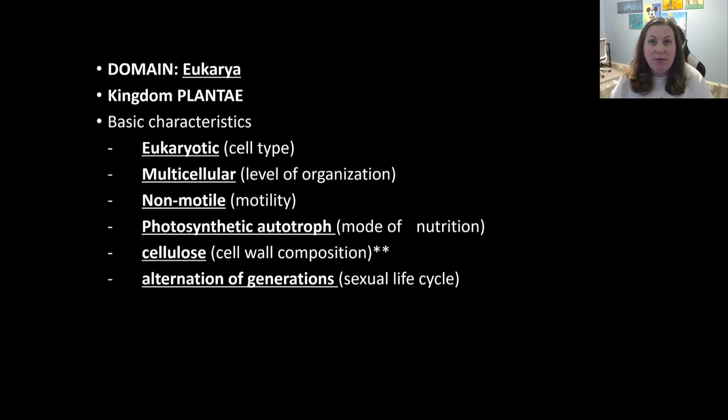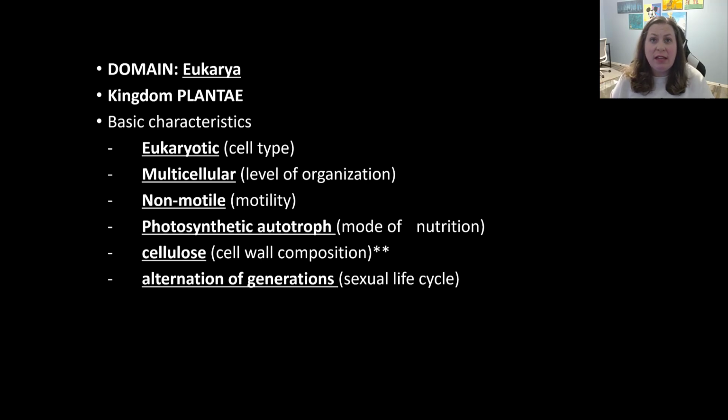Okay, now we can move them from maybe point A to point B ourselves, but the plant can't move itself. We also see that plants are photosynthetic. They do this through using the sun in order to make their food. So this is what makes them autotrophs. A lot of times this is why we call plants producers, because they produce their own food. And that's their mode of nutrition.